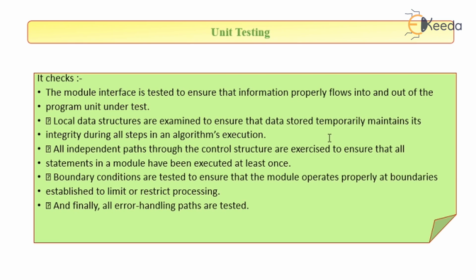Boundary conditions are tested to ensure that the module operates properly at the boundary established to limit or restrict processing. That means if I have a for loop for I equal to 0, I less than 10, I plus plus, my boundaries here are I equal to 0, and since it is I less than 10, the other boundary is I equal to 9. So I have two boundaries, I at 0 and I at 9. The behavior of the value of I has to be clearly depicted and captured at the boundaries.